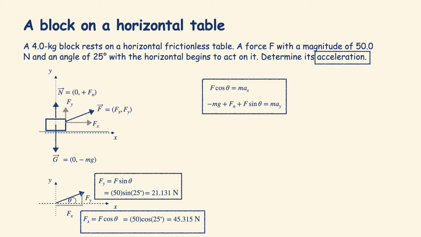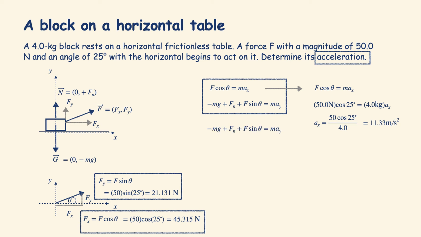And then I see that the question here was about the acceleration. What will be the acceleration of that block? The first equation will give me the x component. So I'm going to have F cosine theta equal to max, or numerically, when I put all the numeric values, I see that ax, the x component of the acceleration, will be equal to 50 cosine of 25 divided by 4, which gives me 11.33 meters per second squared for the x component of the acceleration. Again, this is where we usually stop and say this is the answer to my problem. But let's see what the y equation gives us. The y equation is minus mg plus Fn plus F sine theta is equal to may.